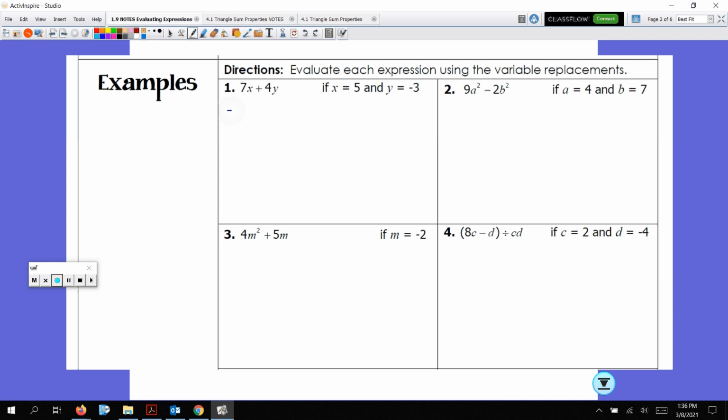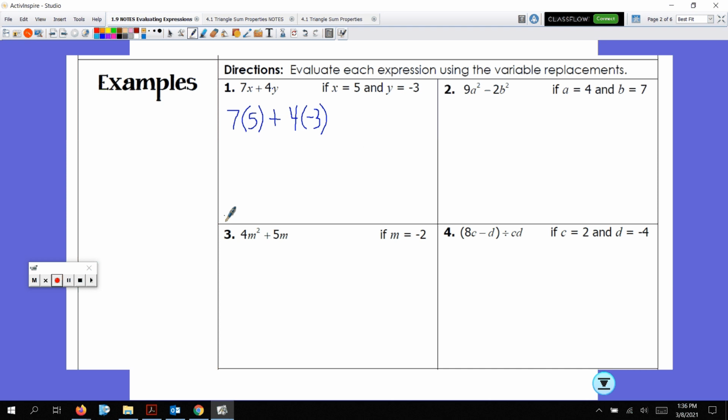So we're going to plug in 5 for x, right? So 7 times 5 plus 4 times negative 3. All right, this is not 4 minus 3 here. Be really careful. This is multiplication. If there's a number in front of a variable, that is multiplication. If you want to put a dot, if it makes you feel better, then do that.